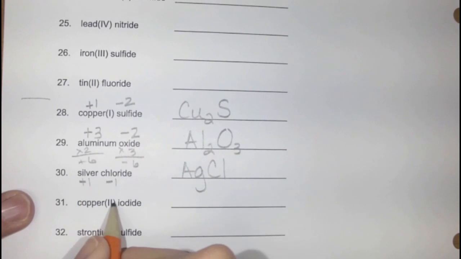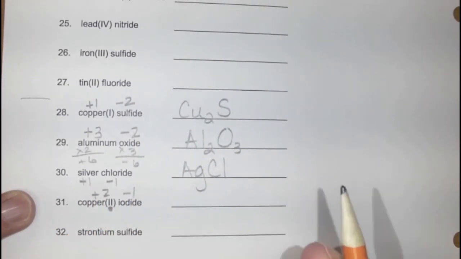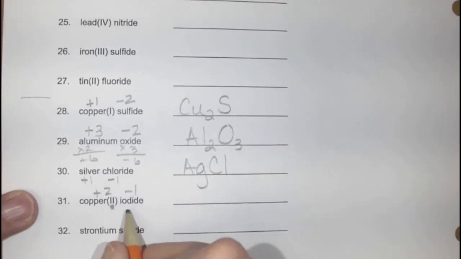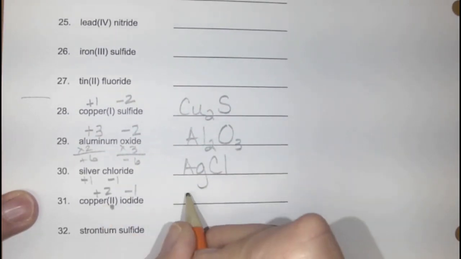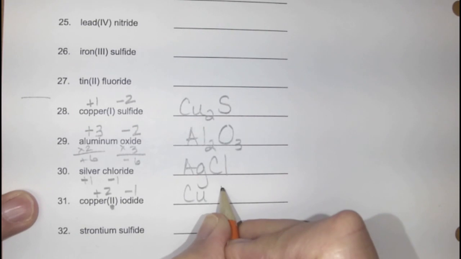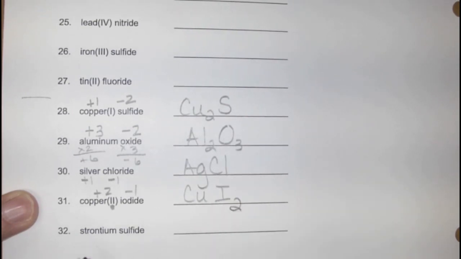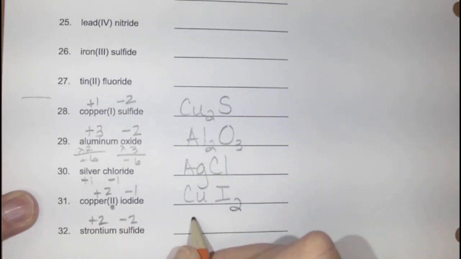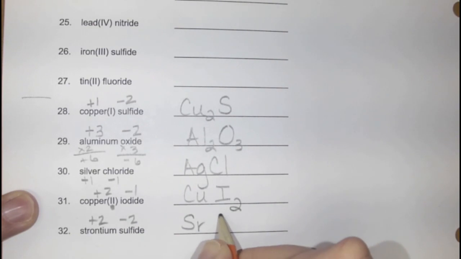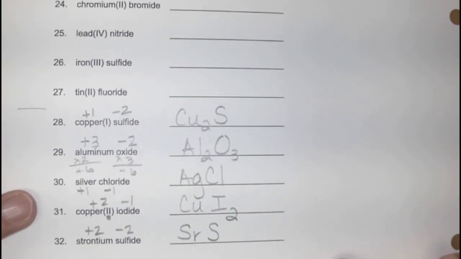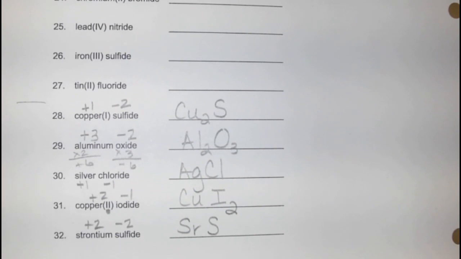For the next one, the Roman numeral gives us +2 for the charge. Iodine's -1 because it's in group 17, it just gains 1 electron. So I'm going to need 2 of these for every one of those. So CuI2. And this last one, strontium, is in group 2, so it becomes +2. Sulfide becomes -2 because it's in group 16, and so I just need 1 of each. So hopefully that helps you guys figure out how to do the rest of them.